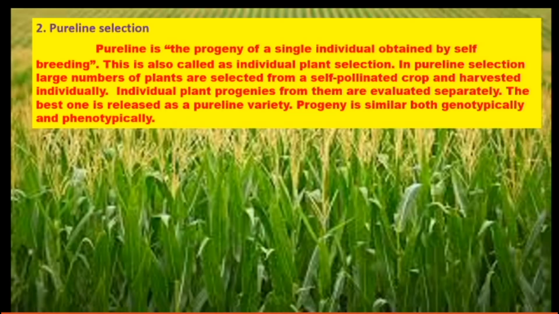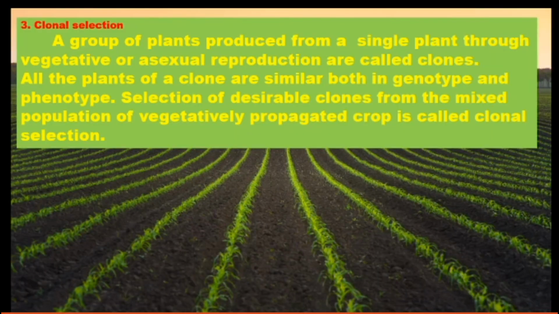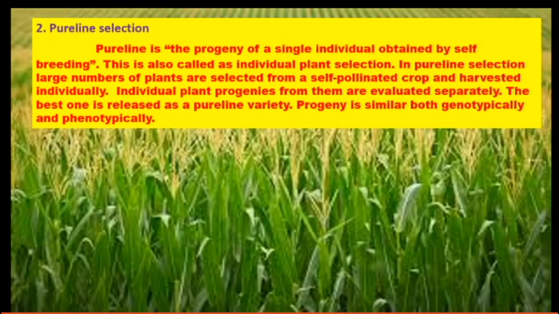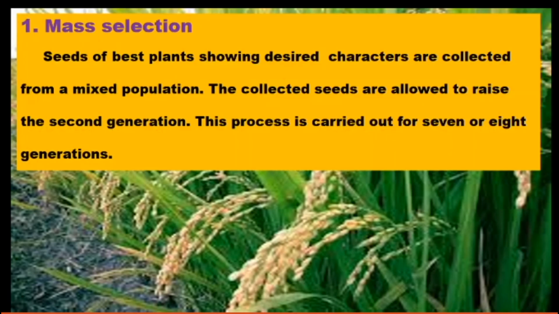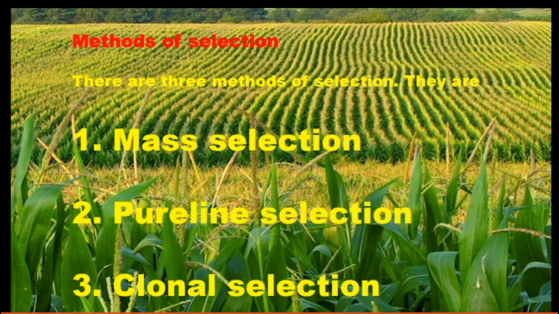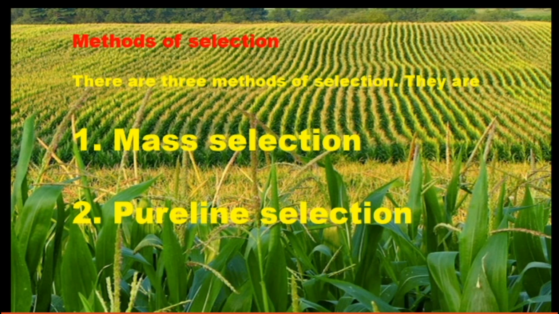Here they will go for tissue culture or some other clonal methods of plant breeding. When they find that this is a very good plant, they will cultivate it or recommend it. So how to study this? There are two questions here. There are methods of selection: mass selection, pure line selection, and clonal selection.